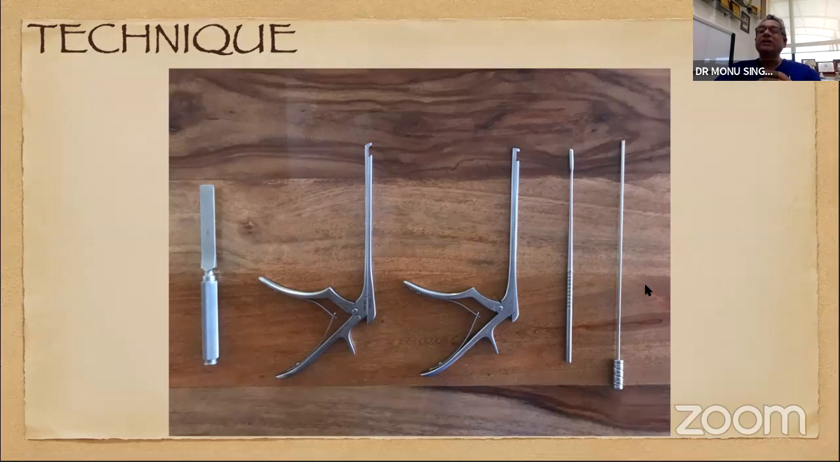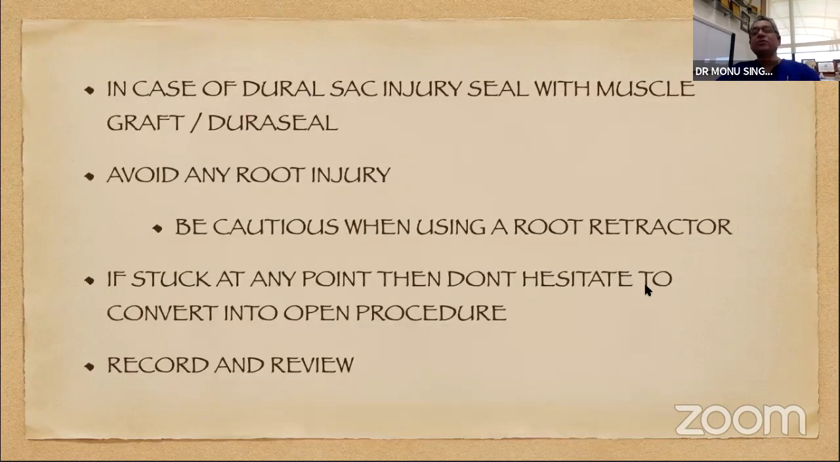And use your fenestrator or annulotome to open up the disc space to start with. This way, you are less likely to cause any injuries to the surrounding tissue. If you have a dural sac injury, be prepared. Be prepared with the DuraSeal, with your Surgicel. If not, then just use a muscle graft. But you have to avoid any kind of root injury.